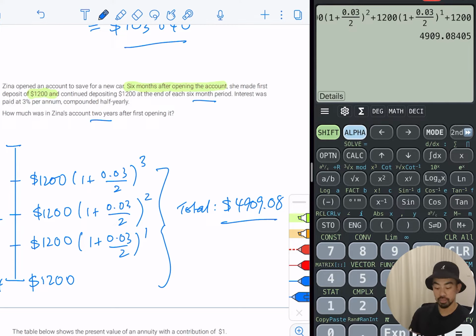Tough one, but the devil is in the detail. So just really be careful of how or when she's putting the money in, and of course, how often.